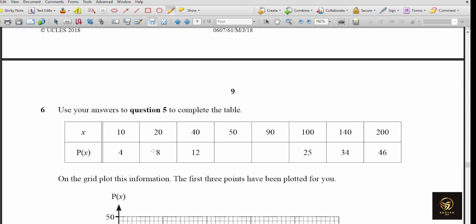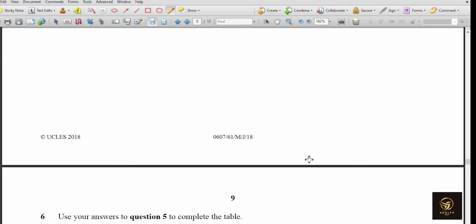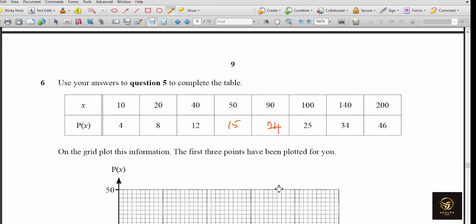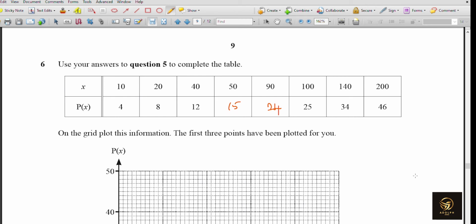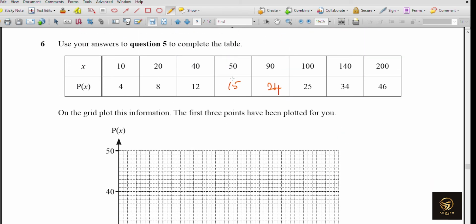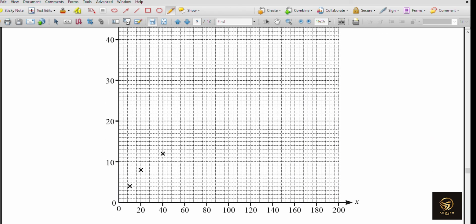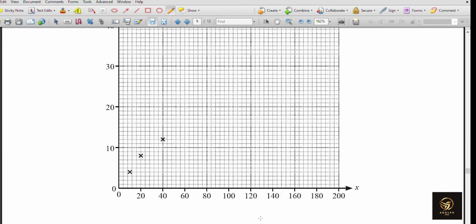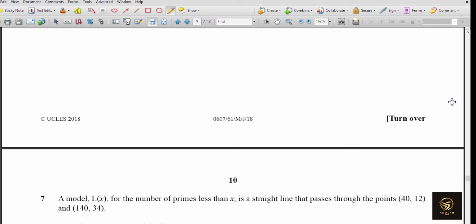Next, for 10 we have filled in, for 20, for 40, for 50 the answer we got is 15, and for 90 it is 24, and 100 is 25. So the remaining numbers are all there. On the grid, plot this information. The first 3 points have been plotted for you, and I know that you're all very good at plotting. Just plot the points like 40, 12. So 40, 12 has been plotted. Then 90, 24 alone. If you plot it, it's fine. Just plot it and leave it, because they did not ask you to join it as a curve.